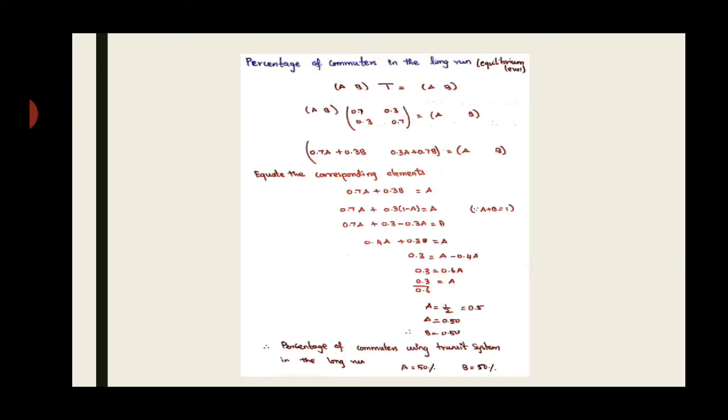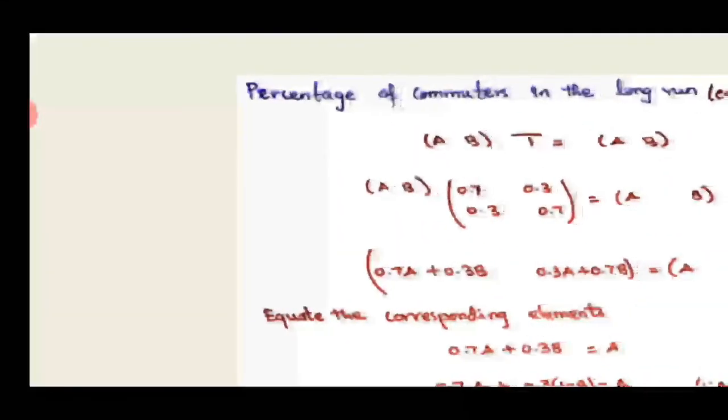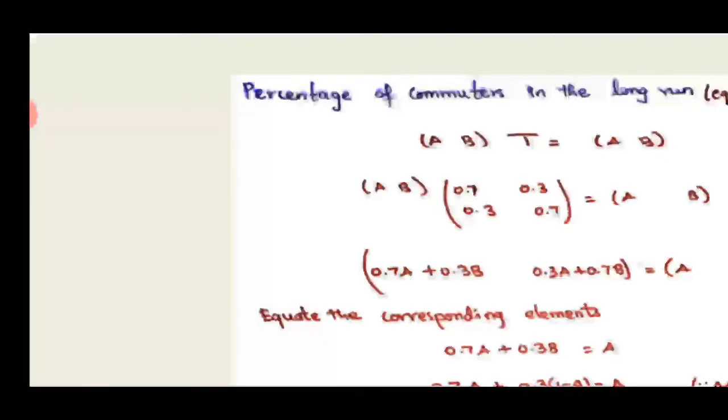Long run means equilibrium level. So they are asking the percentage of commuters in the long run, that means at equilibrium. We know the condition for equilibrium level: the AB matrix, when multiplied with the T matrix, you have to get AB again. Using this condition, we have to find the A value and B value. That's quite simple. In the place of T, you fill the transition probability matrix: 0.7, 0.3, 0.3, 0.7.